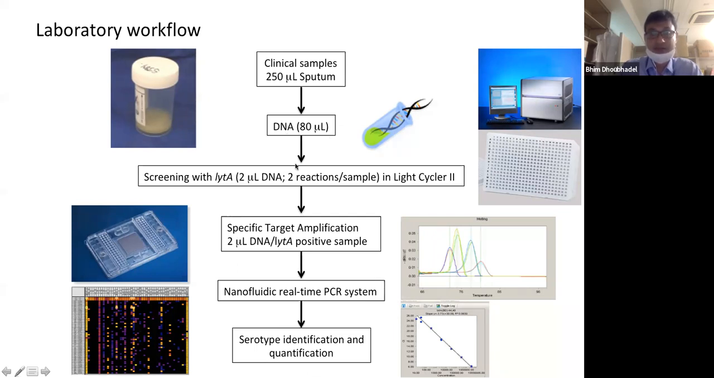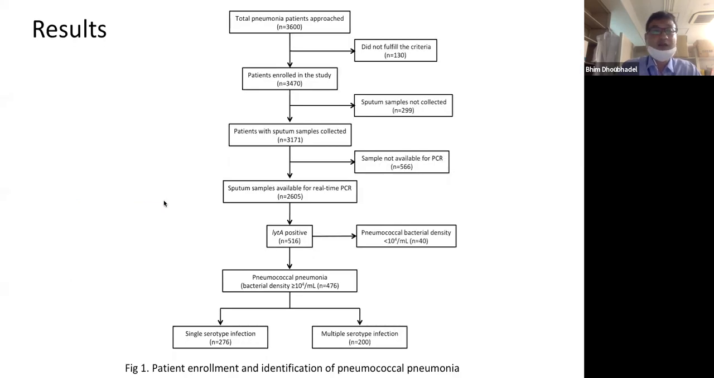At the beginning, the samples were screened for pneumococcus by Lyt real-time PCR on this machine, and then the target is amplified, so that the specificity will be better. And in the real-time PCR system, we determine the serotype and try to identify the bacterial density.